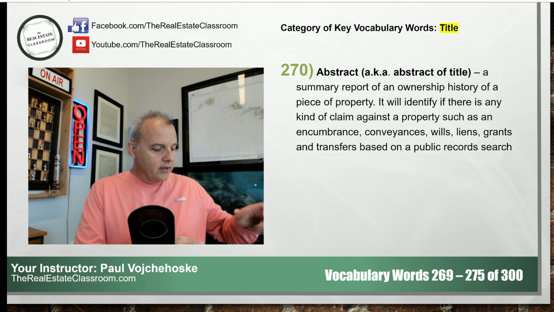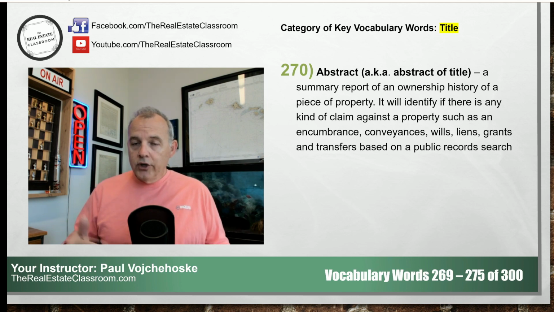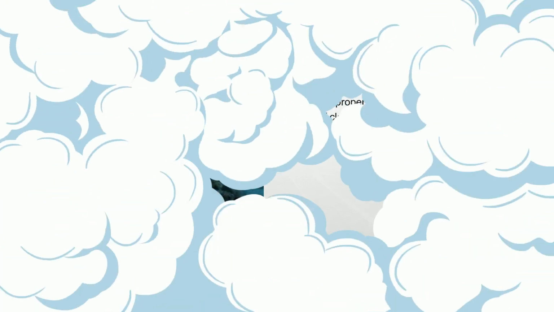And so someone is going to be able to flip through that report and make sure that the new owner is not going to get title when they purchase the property with any clouds against it. So that is an abstract of title.